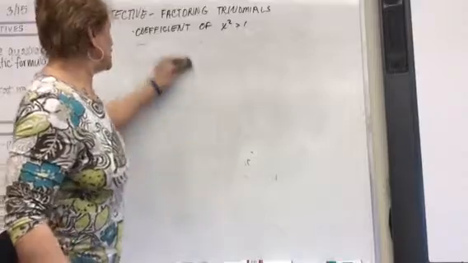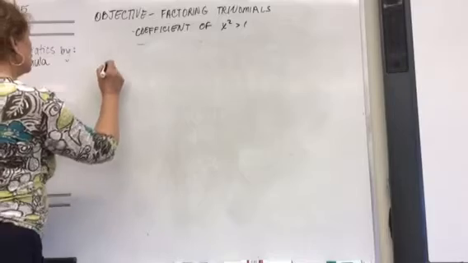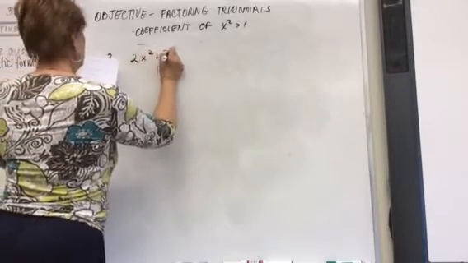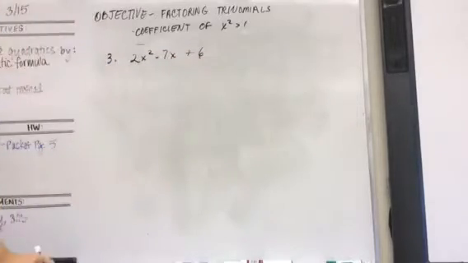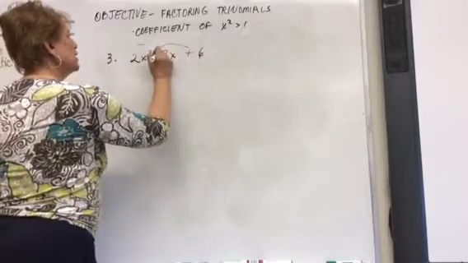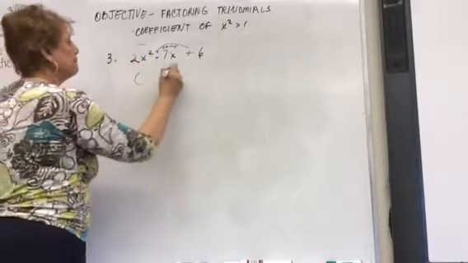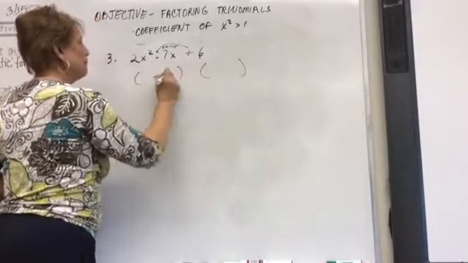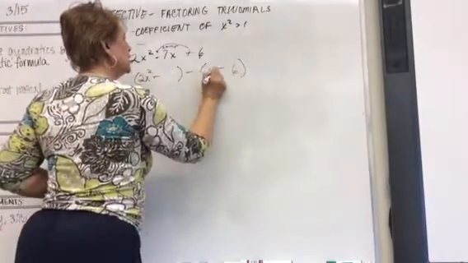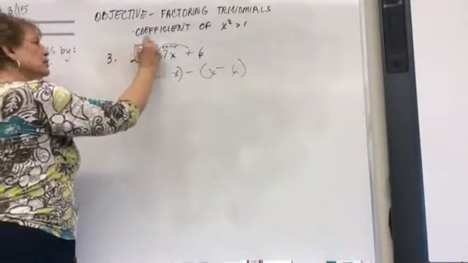Okay, for my next example, I have 2x squared minus 7x plus 6. All right, we're still going to start in the back with the plus sign. The signs are still going to be the same. And this time, they're all going to be subtraction. Bring down your 2x squared. Bring down your 6, x, x.